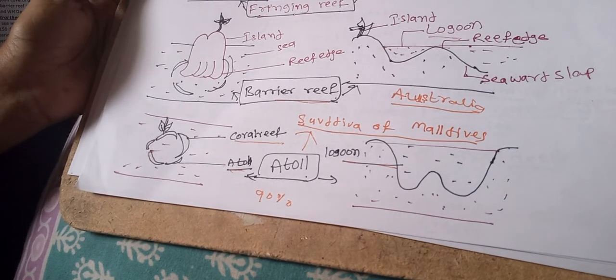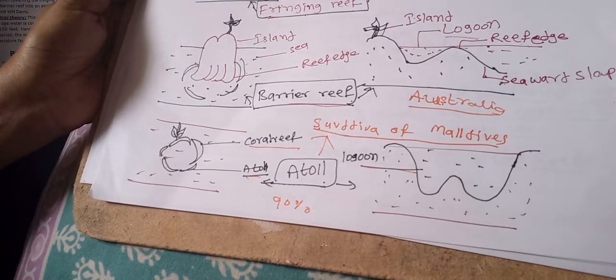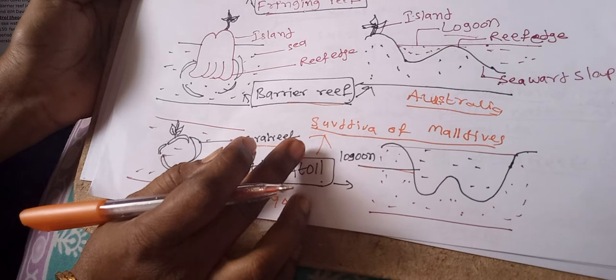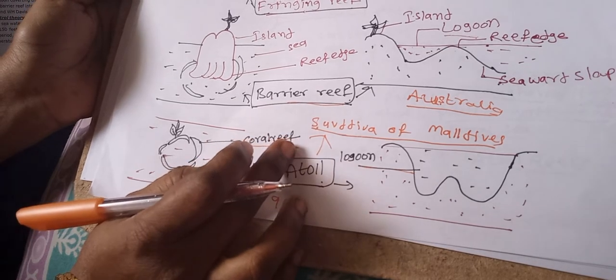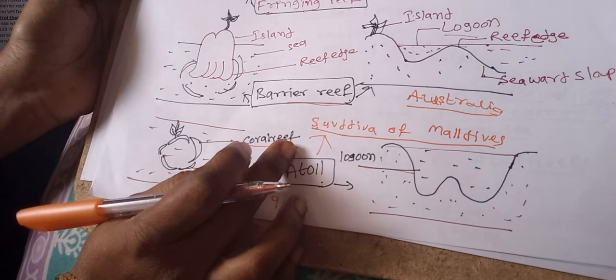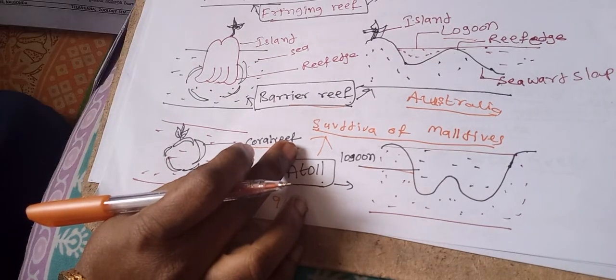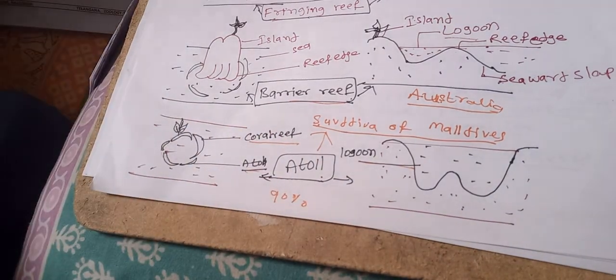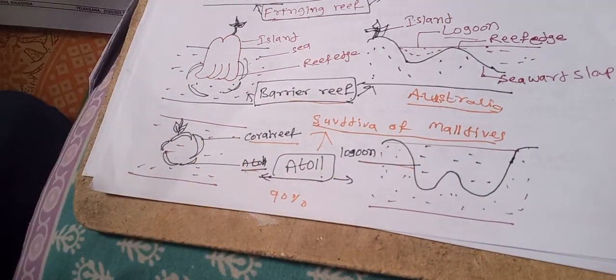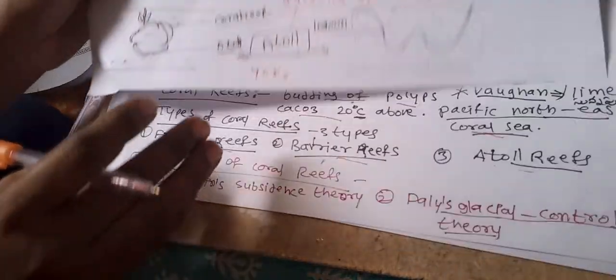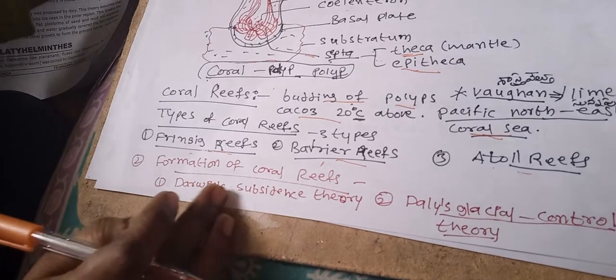Many theories have been advanced to explain coral reef formation, but none is entirely satisfactory. Two theories seem to be of some convincing importance. They are Darwin's subsidence theory and Daly's glacial control theory. Very important. Two theories are present now: Darwin's subsidence theory and Daly's glacial control theory. First one, Darwin's subsidence theory.